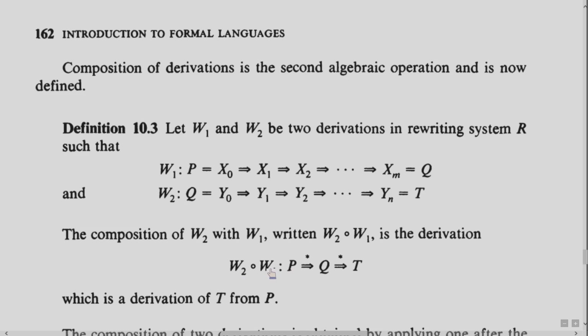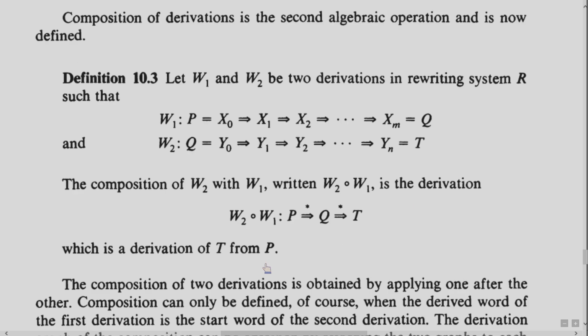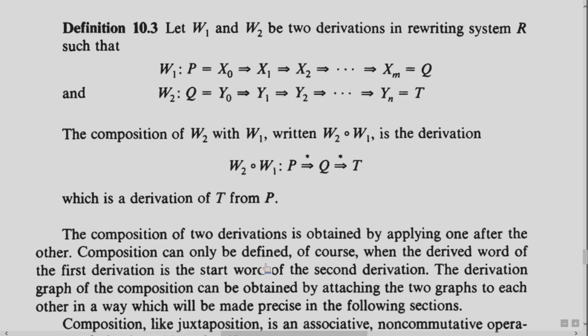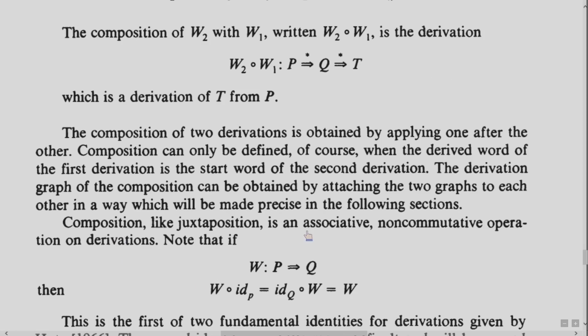So it is defined as we start from P and after applying W1 derivation, we reach at Q, and on reaching Q, the second derivation will be applied to it. So to Q the second derivation will be applied and we will reach T. So starting from P and at the end point of the first derivation, we start applying the derivation of the second, W2, and we will reach at the T. So this is just a sequence of the multiple derivations.